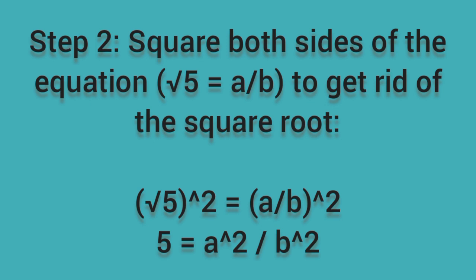Step 2. Square both sides of the equation. Root 5 equal to a by b, to get rid of the square root. Root 5 square equal to a by b the whole square. 5 equal to a square by b square.